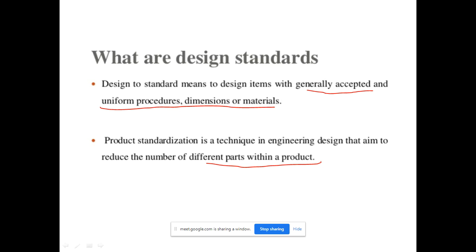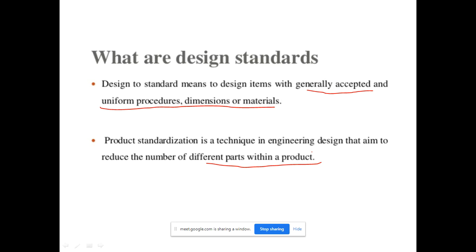So within a shortest possible period of time, a huge quantity of the same design, same dimensional material will be produced with the help of this mass production. Okay, so this is the design standard and this is the product standard. So design standard means anything that you design, but these design norms must be accepted globally and it should follow the same procedure, same dimensions and the same materials. Likewise I have discussed the product standardization.